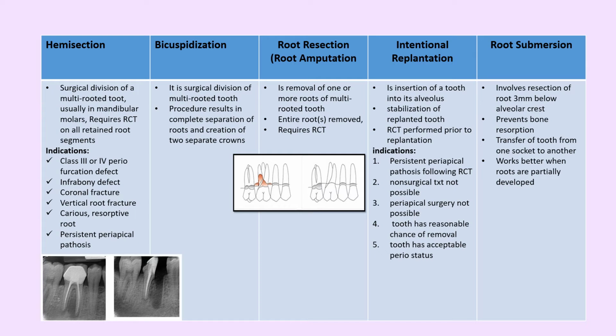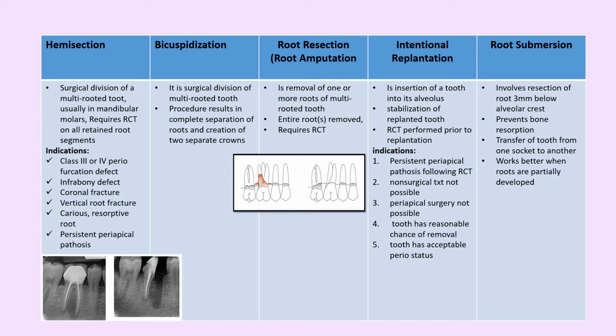But whichever halves you are retaining, the two halves in bicuspidization, or the one half in hemisection, the remaining half should have RCT done on it, and you have to shape it like a premolar and properly crown it. Root resection, you are just removing the root, like in a multi-rooted tooth.